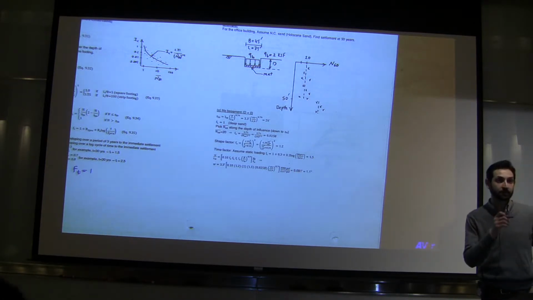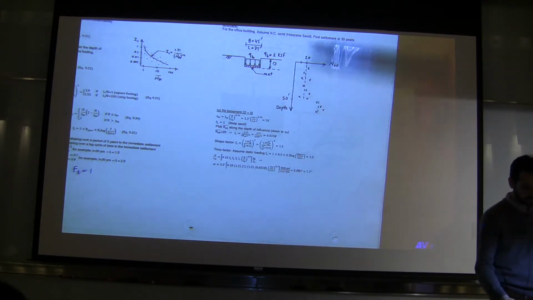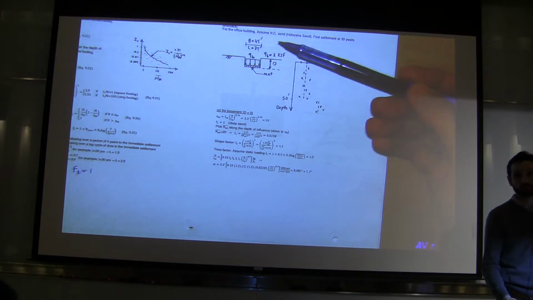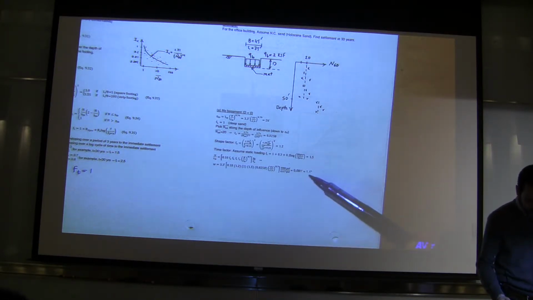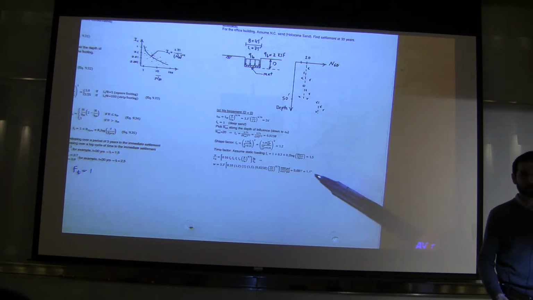It's an NC, a normal consolidated. That's because the problem statement said to assume it's an NC plate, NC sand. So you plug it in, and you get 1.1 inch of settlement after 30 years. That's a pretty typical settlement that you would expect to get from a building. Okay.